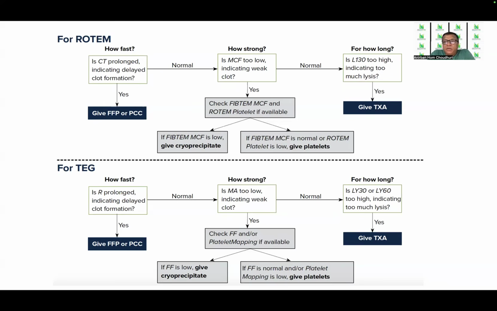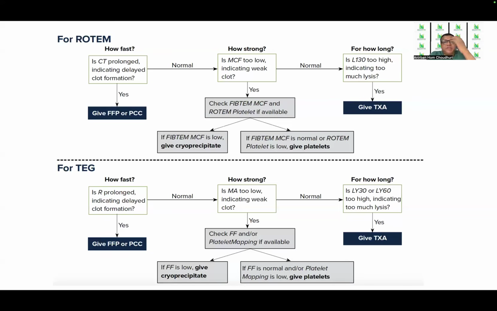Now the same algorithm can also work for TEG. Just think that instead of CT, you will have to look for the R time. If the R time is prolonged, it will indicate delayed clot formation. If the answer is yes, you give FFP or PCC. If it is normal, you look into how strong it is. If the maximum amplitude is too low, it indicates a weak clot.